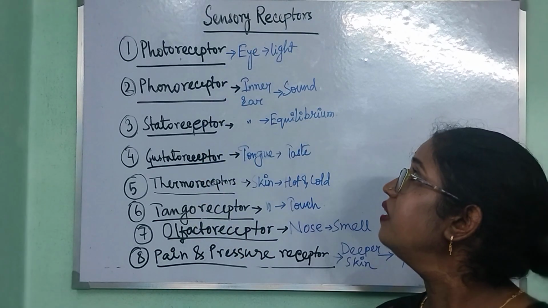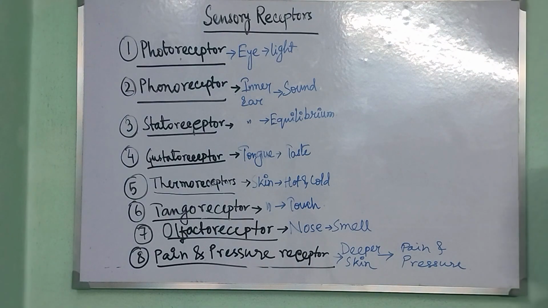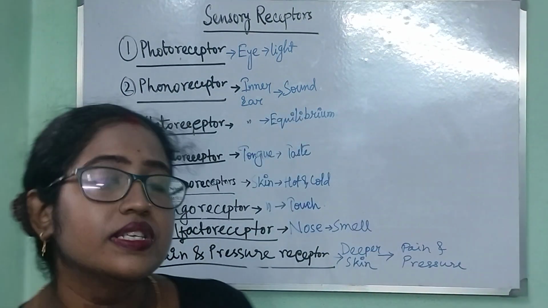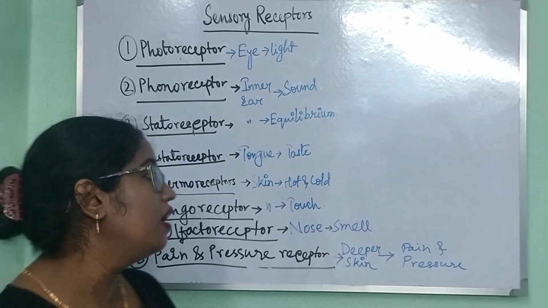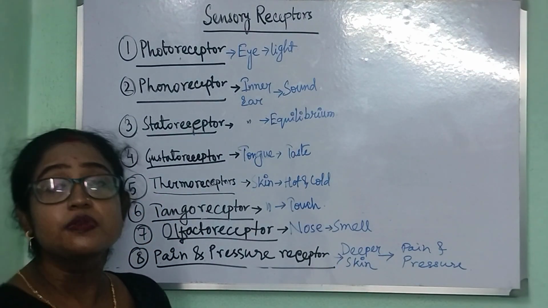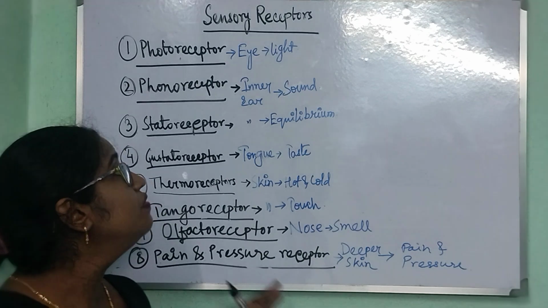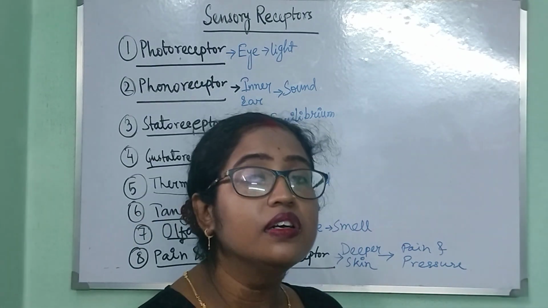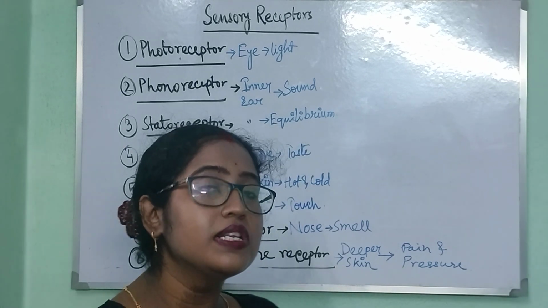So these are the 8 kinds of sensory receptors. You can take a screenshot also. These are the 8 different kinds of sensory receptors that we have in our body to respond to different kinds of stimuli, so that we can perform specific kinds of reactions against those stimuli.